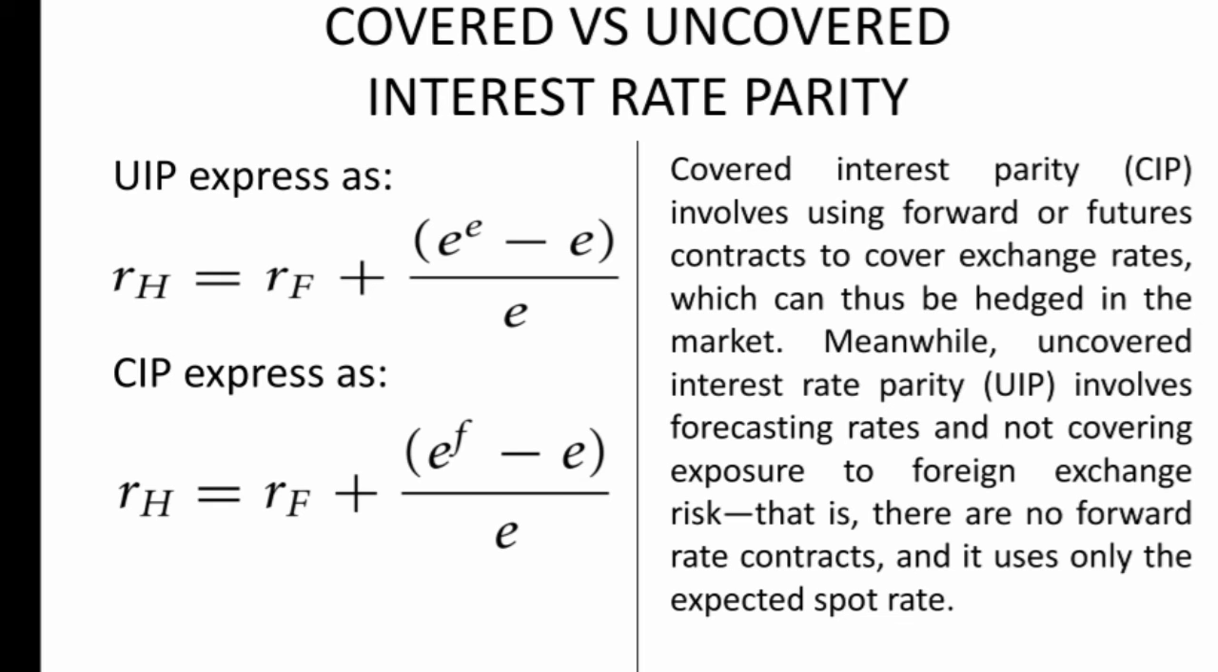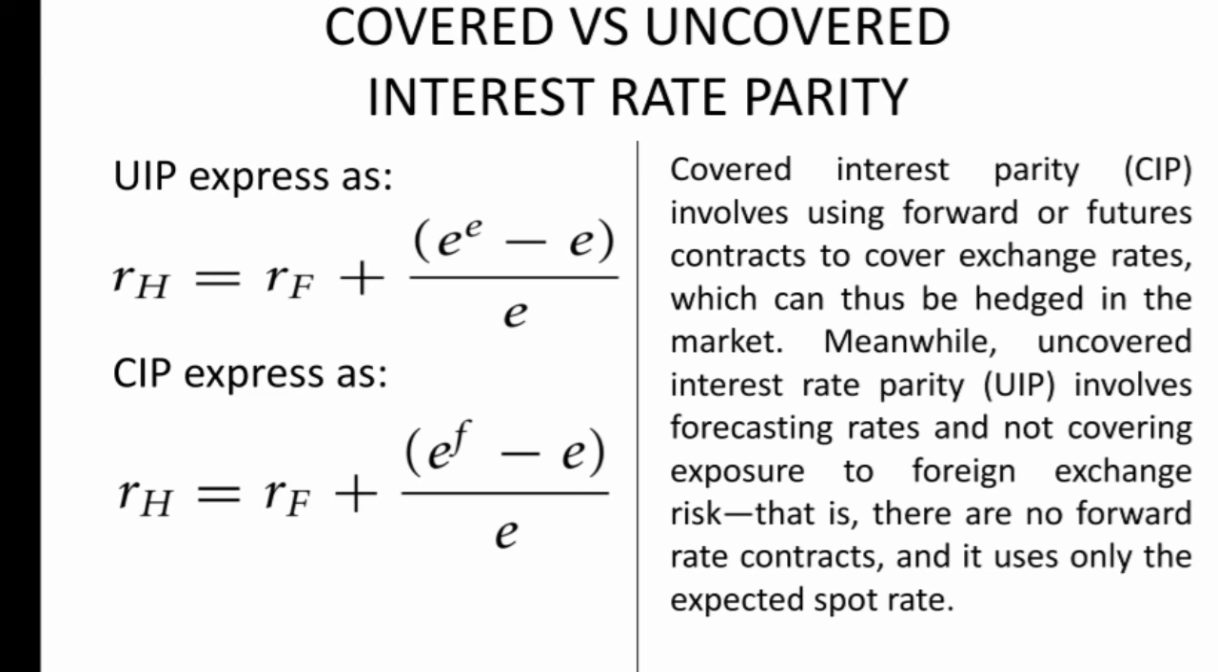The first one is UIP, or uncovered interest parity. It is expressed as RH, the rate in the home country, equals RF, the rate in the foreign country, plus the rate of depreciation of the home country currency. And CIP, or covered interest rate parity, is expressed as RH equals RF plus the forward discount rate.